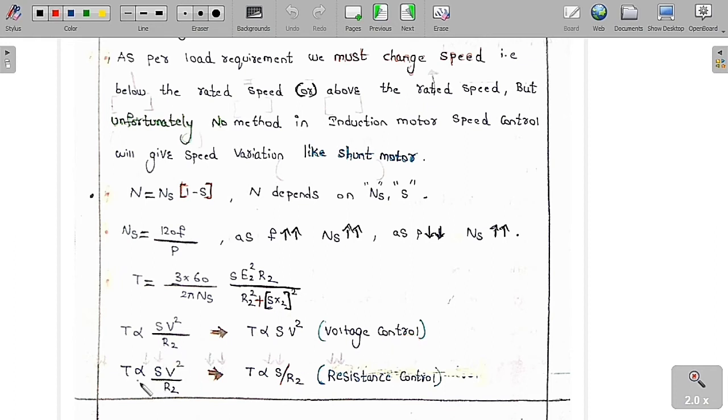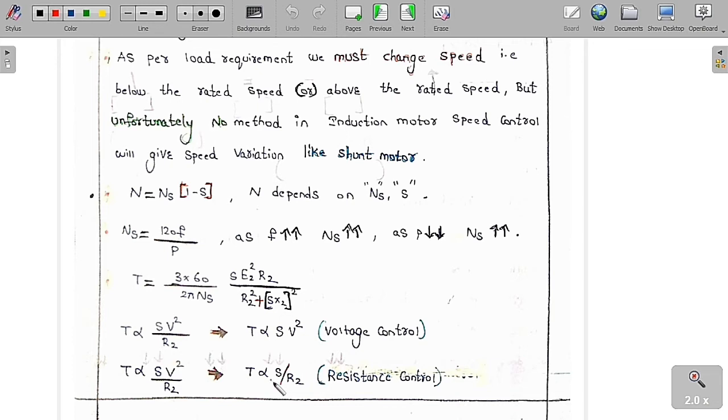Again, torque is directly proportional to S V square by R2. Suppose I assume V is constant, then definitely T is directly proportional to S by R2. So that's for the resistance control. If you decrease R2, the torque is also decreasing at the running conditions. I am speaking about the running conditions. At the starting conditions, as you increase R2, the torque increases, but during the running conditions, as you increase R2, the torque will decrease.